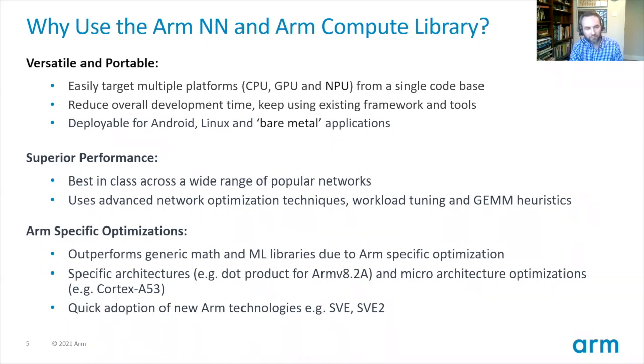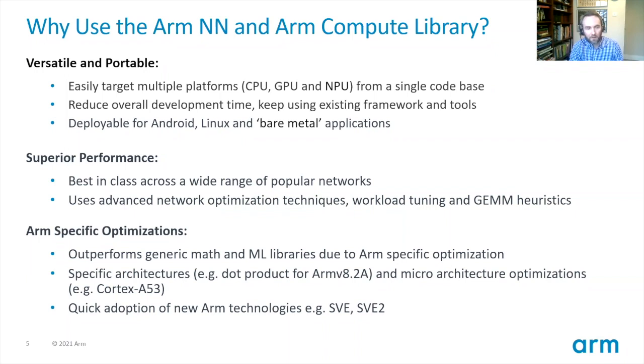Now, we provide superior performance, essentially best in class across a wide range of popular networks. And we use advanced network optimization techniques, workload tuning, and GEMM heuristics to ensure best performance. Now, there are a lot of other generic math and ML libraries out there, but Arm Compute Library is specific to ARM architectures and microarchitectures. We utilize .product in version 8.2a, and obviously we have specific microarchitecture optimizations, like for the Cortex-A53.